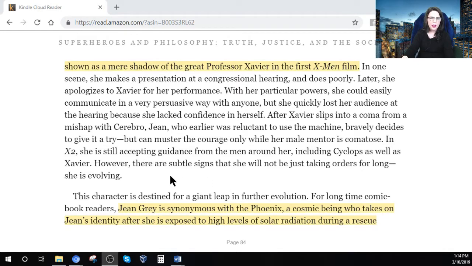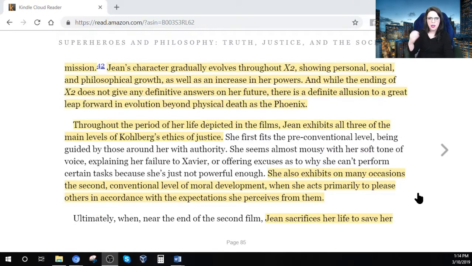movie. And so Housel talks to you about the Phoenix and how Jean Grey got her powers through the solar radiation. Kind of sound familiar, right? Other characters that have had radiation issues. And she says that Jean's character evolves personally, socially, and philosophically. And as she evolves, her powers grow. And at the end of X2, after Jean sacrifices her life, there's an illusion that maybe she'll come back as the Phoenix. And later on, we learn that she does. But at the time, we didn't know that.